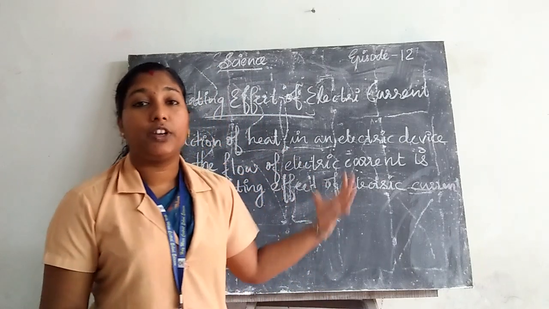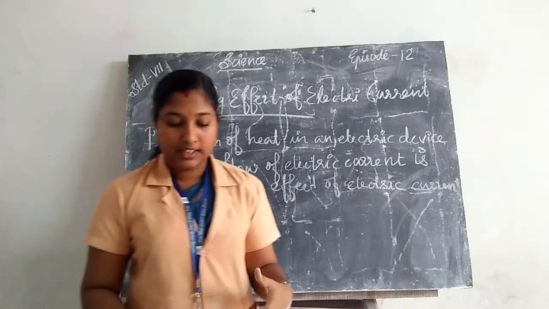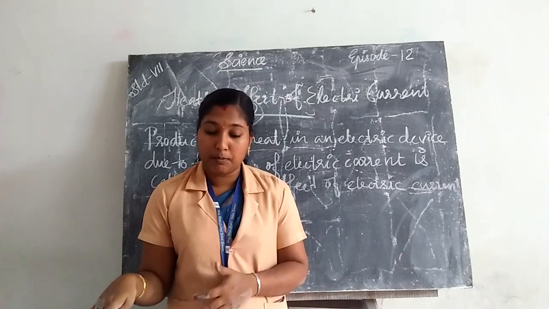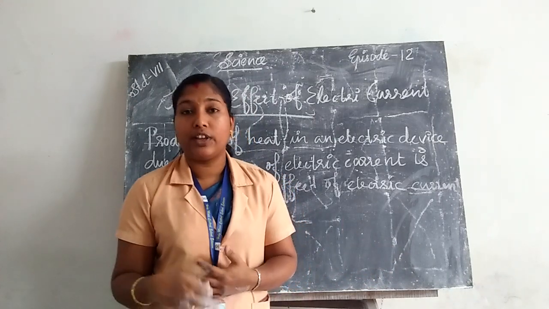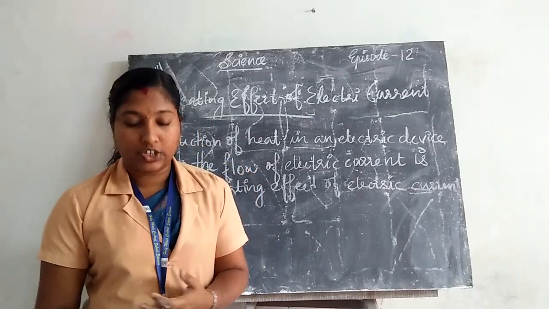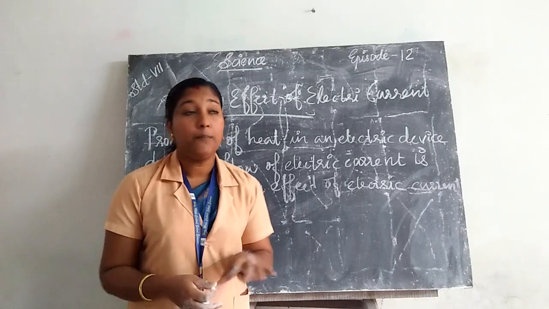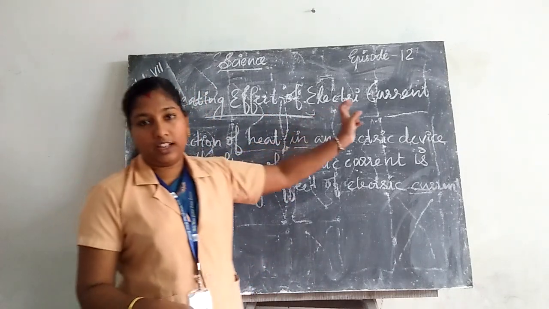That means the production of heat in an electric device, the production of heat in the iron box, is due to the flow of electric current passing through the iron box. That is called the heating effect of electric current.